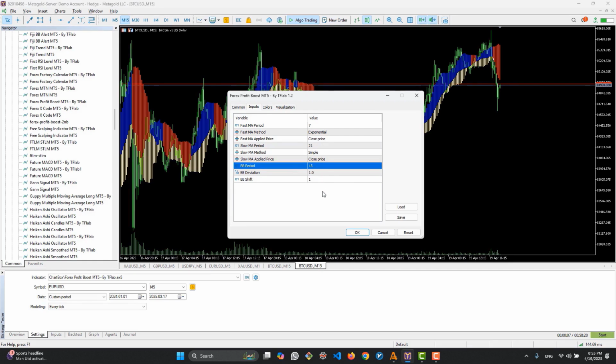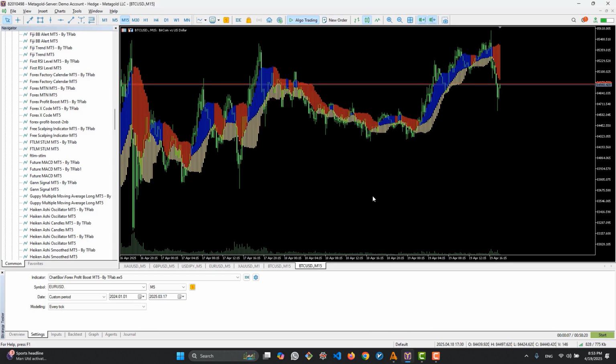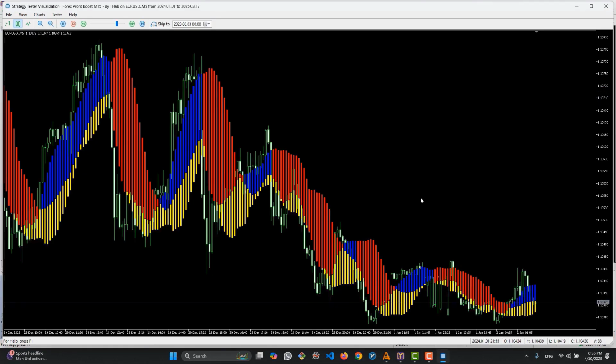Next, we specify the parameters for the Bollinger Bands. Namely, the period of the Bollinger Bands, the deviation of the Bollinger Bands, and the shift of the Bollinger Bands. Let's watch a live test of this indicator together on the MetaTrader4 platform.